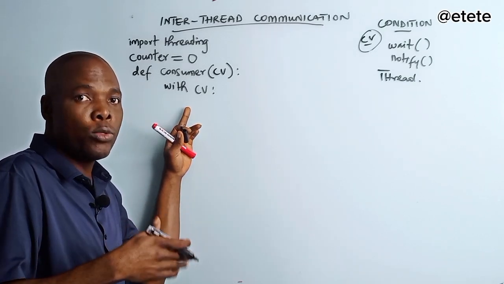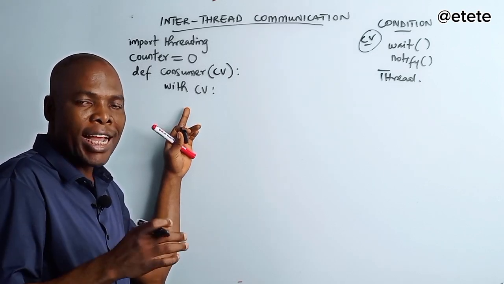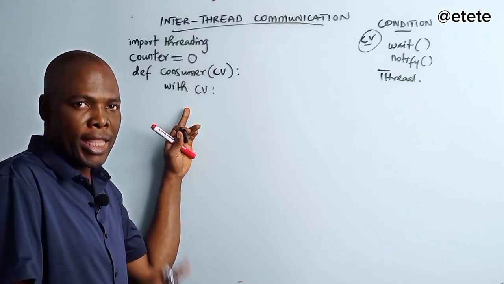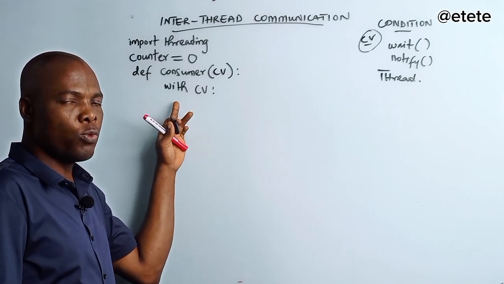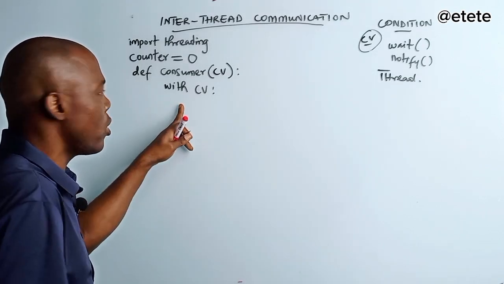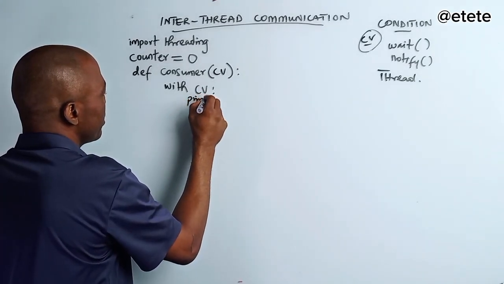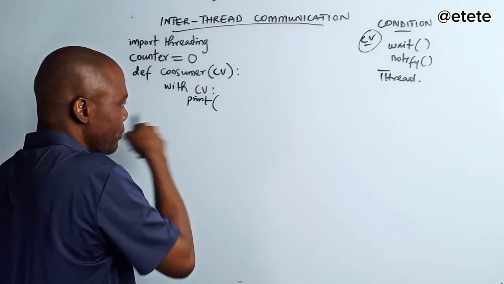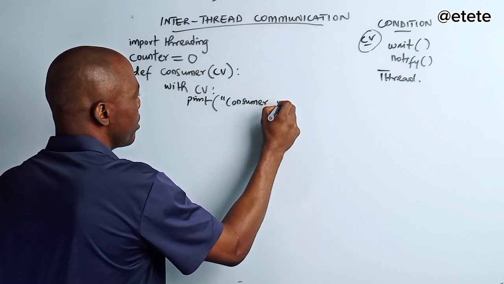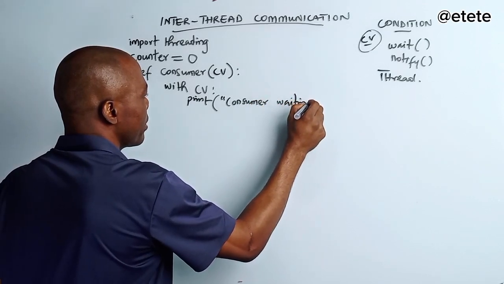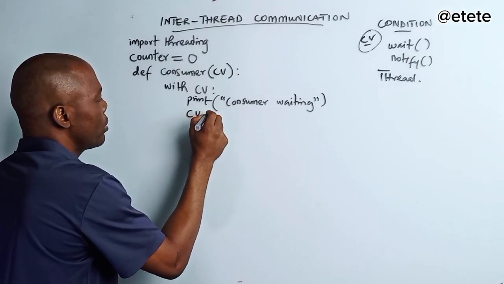Now, in a situation where I forget to release the lock, it means that that resource is going to be held, and any other thread that attempts to access it, there will be what? A deadlock. So I don't want that situation to occur. So I'm going to use this with CV. This will automatically acquire and then automatically release the lock, even if there's an error. So with CV, go in and print consumer waiting, right? Consumer waiting. Then here I will say CV.wait.